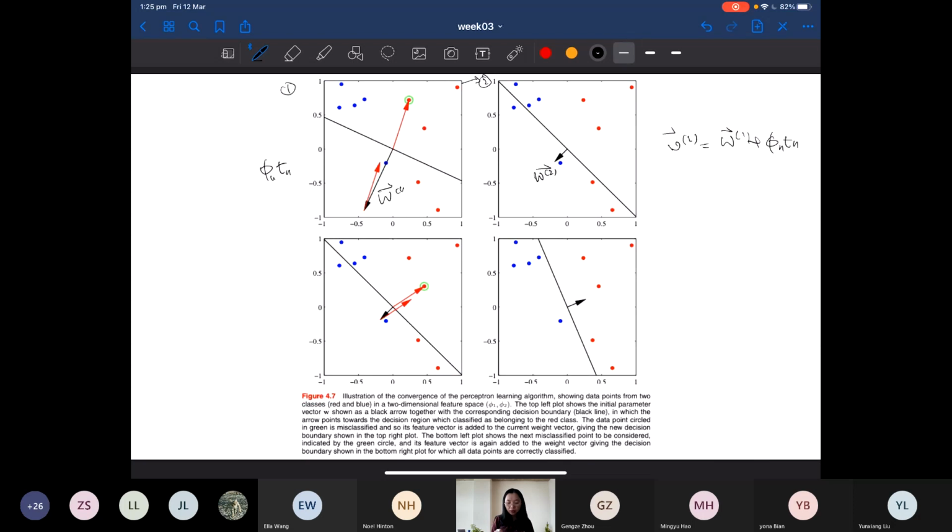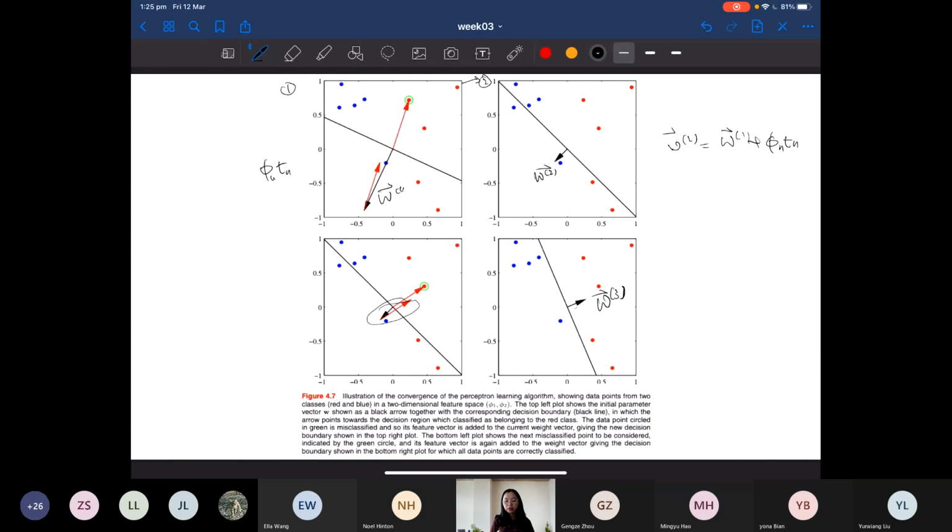It then finds another red point that's misclassified. It updates the weight vector as the sum of these two again, and we get a new weight vector. And now life seems to be good, right? With this new weight vector W3, we go through the data set trying to find a point that's being misclassified. We couldn't find any. Therefore, we're done. The algorithm has converged. So very nice.